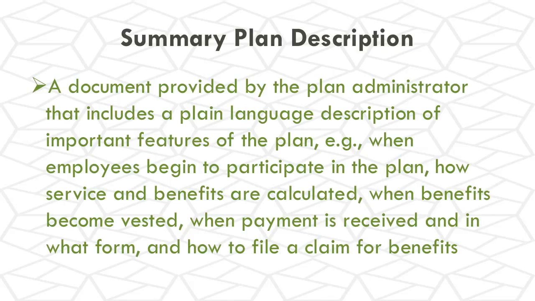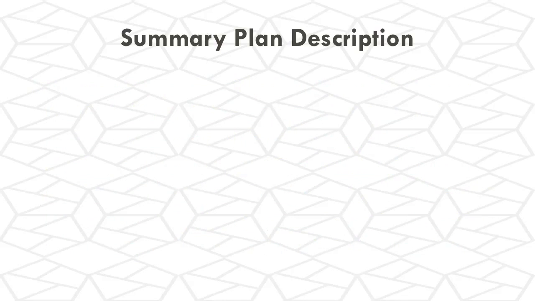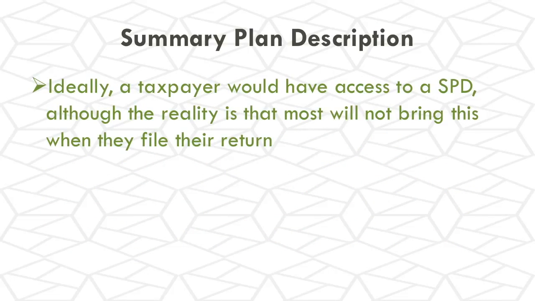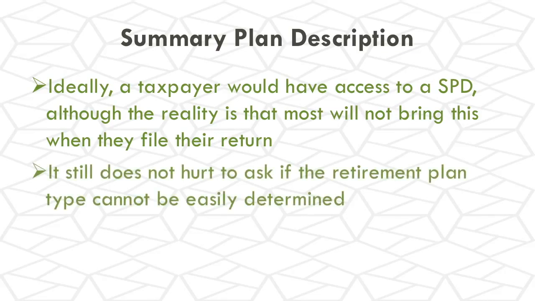Also, even through all that, if you still can't determine it, you can most certainly call one of your supervisors to help you figure out what type of plan it is. So ideally, a taxpayer is going to have access to this summary plan description, although, again, the reality is that most are not going to bring this when they file their return, and many don't really even know what this is. But it doesn't hurt to ask if the retirement plan type cannot be easily determined, because you never know.